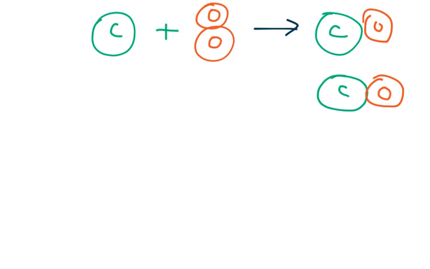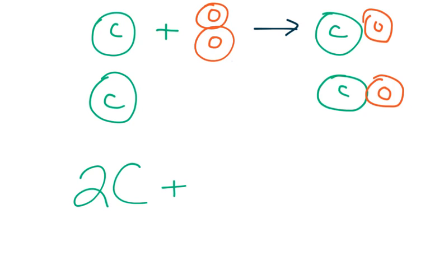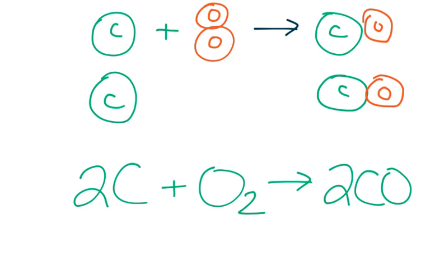The problem, of course, you see, is now I have two carbons. So that means in order to make this reaction happen, I must have started with two carbons, and one oxygen, because it's diatomic, to get two carbon monoxides. That is a balanced equation. There are two carbons here, two carbons here. There are two oxygens here and two oxygens here. So that's your idea of what you're doing.